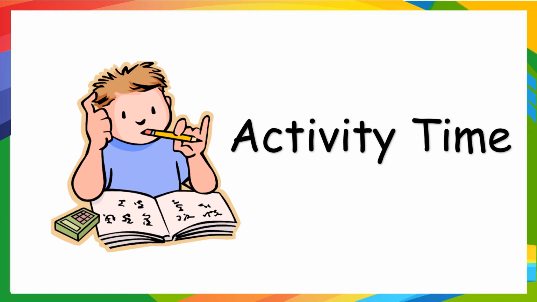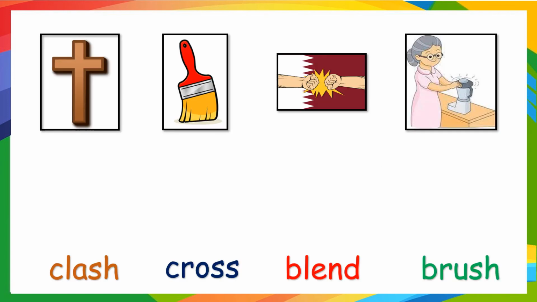Activity time. Now, look at these four pictures. I know the names of them. What is this one, children? Okay, that's cross, brush, clash, and blend. So there are four pictures and four words. Let's see. Where does the first word go? Let's read the first word.